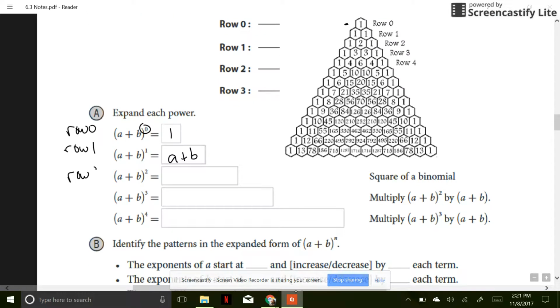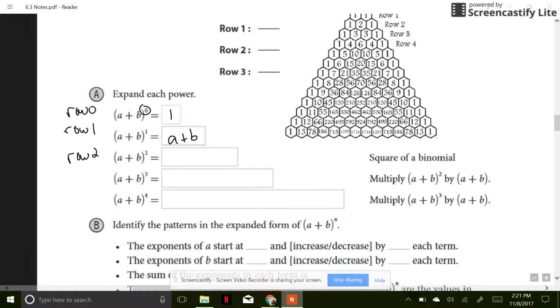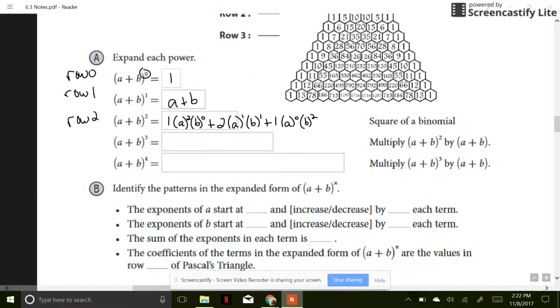This is row 2. So we follow row 2. I'm going to take 1. The first term inside should be squared. The second term would be to the 0 power. The second node in row 2 is 2. We're going to lower the value of our first exponent by 1 and increase the power of our second exponent by 1. And then the last node in row 2 is 1. We decrease a to 0, we increase b to 2.